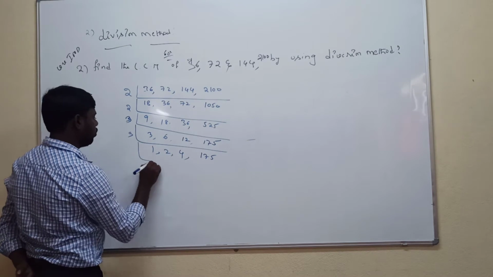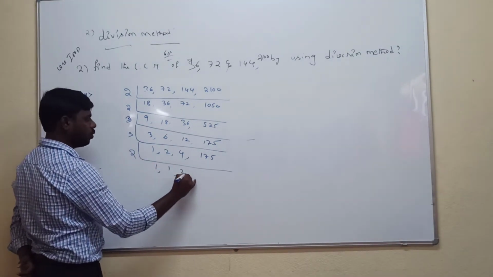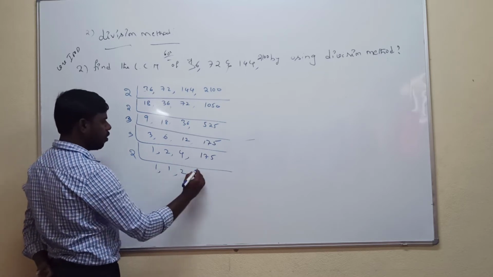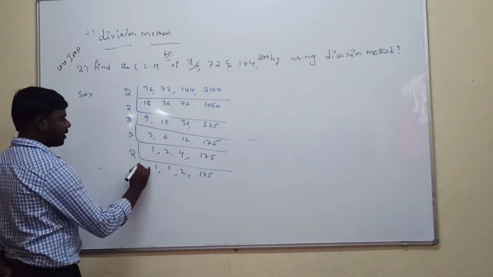The next one is to take 2. 1 is not divided by 2, so it is written as it is. 2 1s are 2, 2 2s are 4. This one is not divided by 175, so this one is as it is. So now 5 is to be taken.